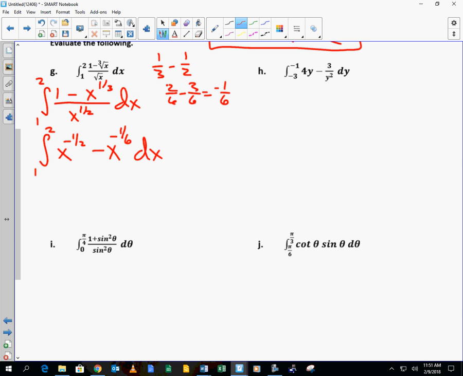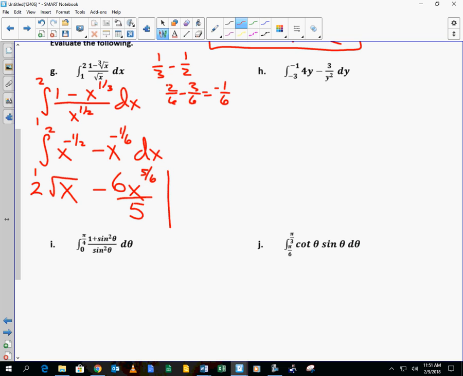So what's the antiderivative of x to the negative 1/2? x to the 1/2, or the square root of x, divided by, so multiplied by 2, minus x to the, divided by 5/6, or multiplied by 6/5.